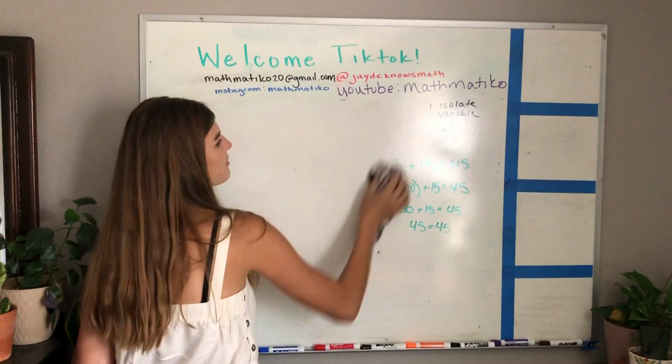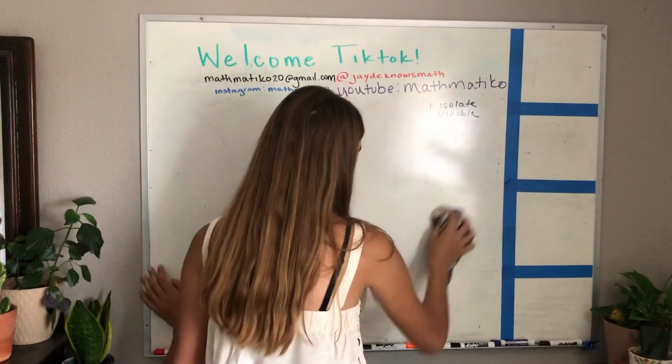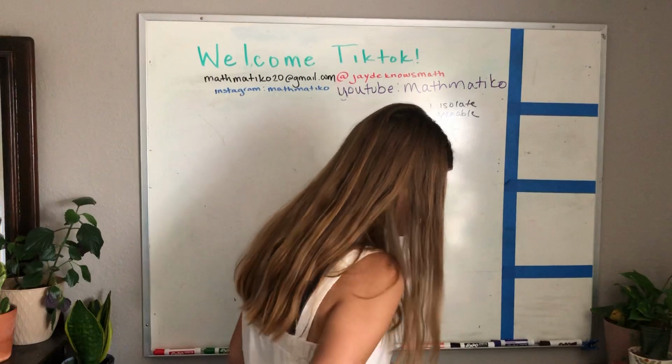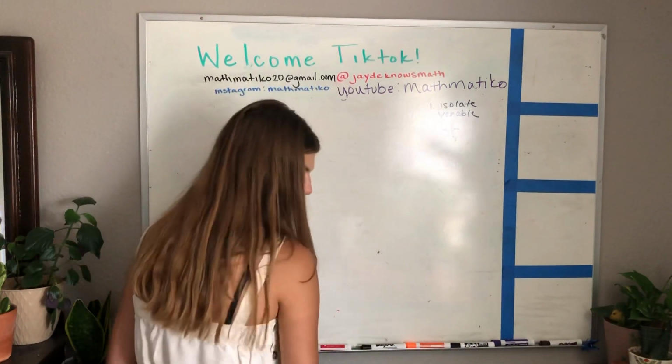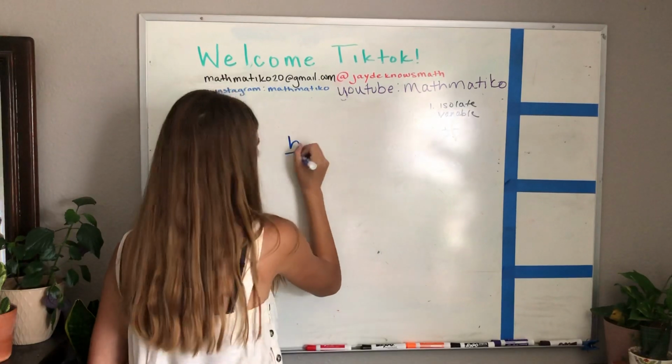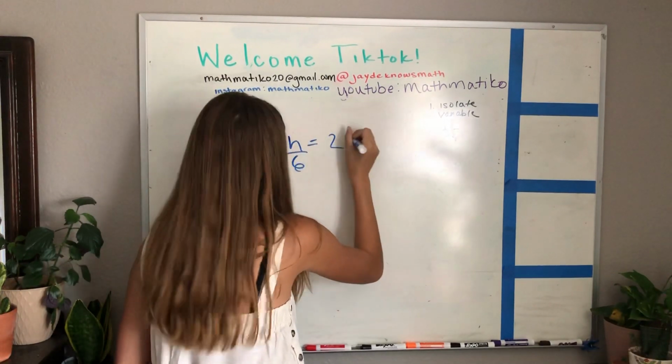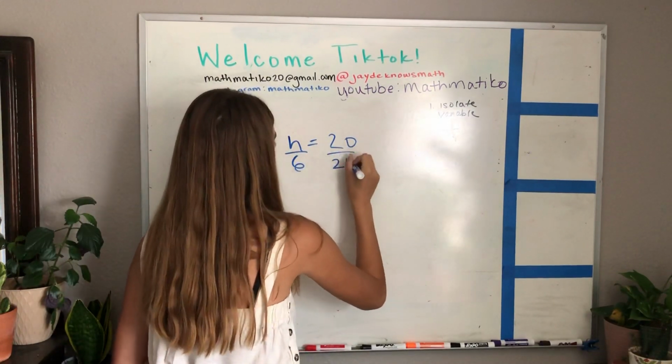Alrighty. We're going to do a proportion problem. I've got 2 more problems for you guys. 3 more problems for you guys. Sorry guys, I lied. Let's get a good color here. We have h divided by 6 equals 20 over 24.